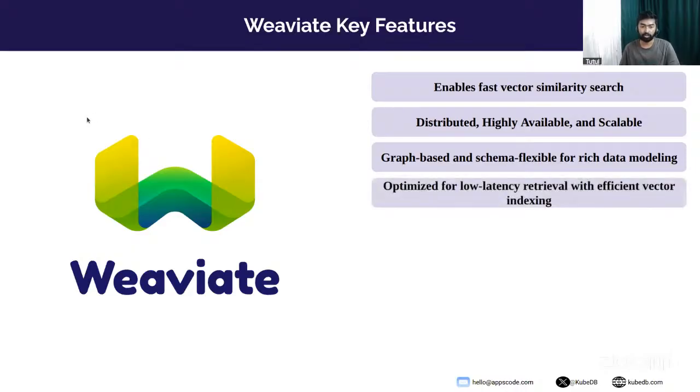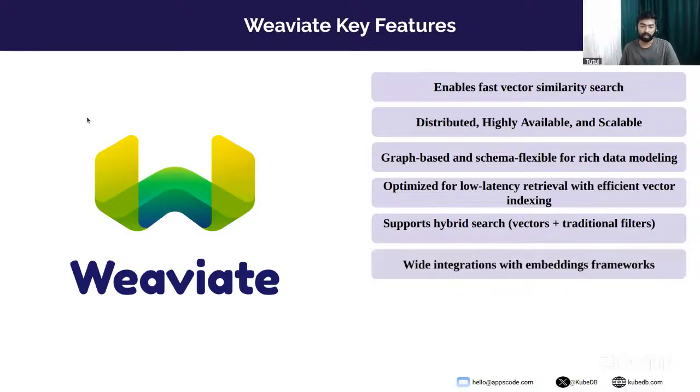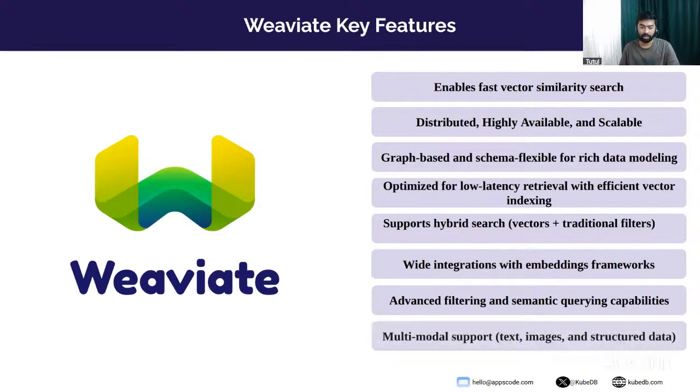And it is optimized for low latency, so search stays fast even with millions of vectors. Weaviate also supports hybrid search, where you can combine semantic search with filters like keyword or metadata. It works well with popular embedding models, making it easy to plug into AI and ML pipelines. And you can apply advanced filters while still keeping semantic understanding. And finally, it supports multiple data types like text, images, and structured data.